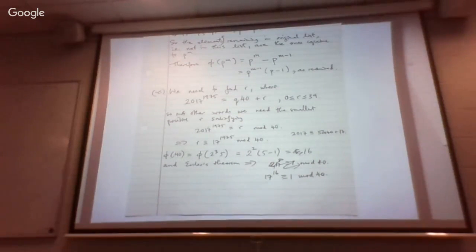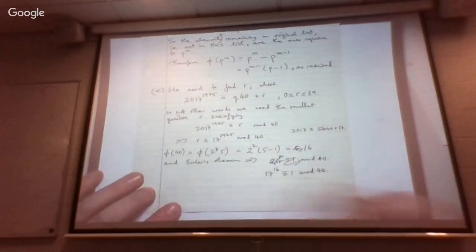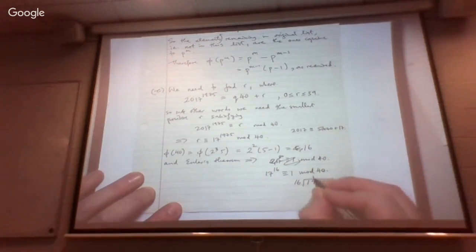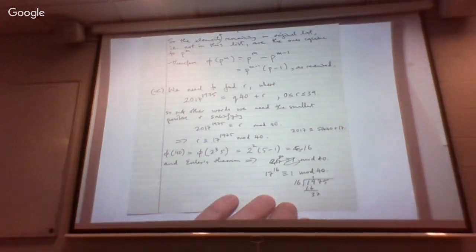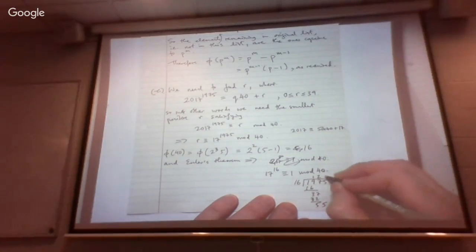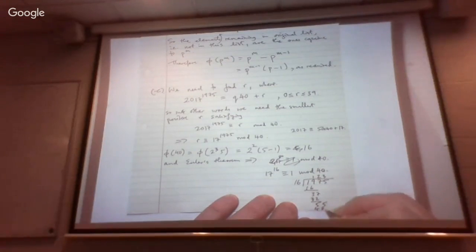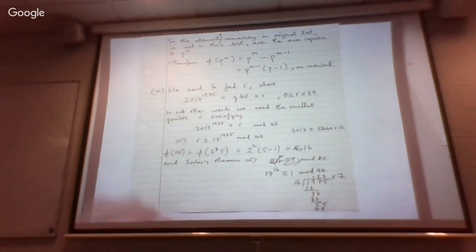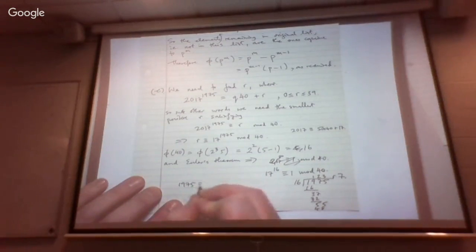So we've got to break down 1975 modulo 16. We divide 16 into 1975. It goes once, remainder 3. Into 37 it goes twice, 32, and 5. Into 55 it goes 3 times, 48, remainder 7. So 1975 is congruent to 7 modulo 16.